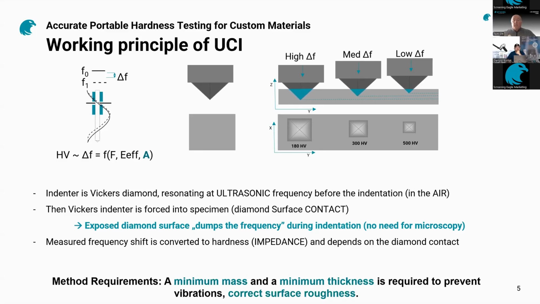So important to remember also for UCI, there's still a minimum mass and minimum thickness required to prevent vibrations. Although in this case, the vibrations are induced by the probe tip itself and not by anything like an impact. So the probe can actually drive vibrations. And then again, surface-based test, we need to watch out and make sure that we have the correct minimum surface finish to get an accurate result.